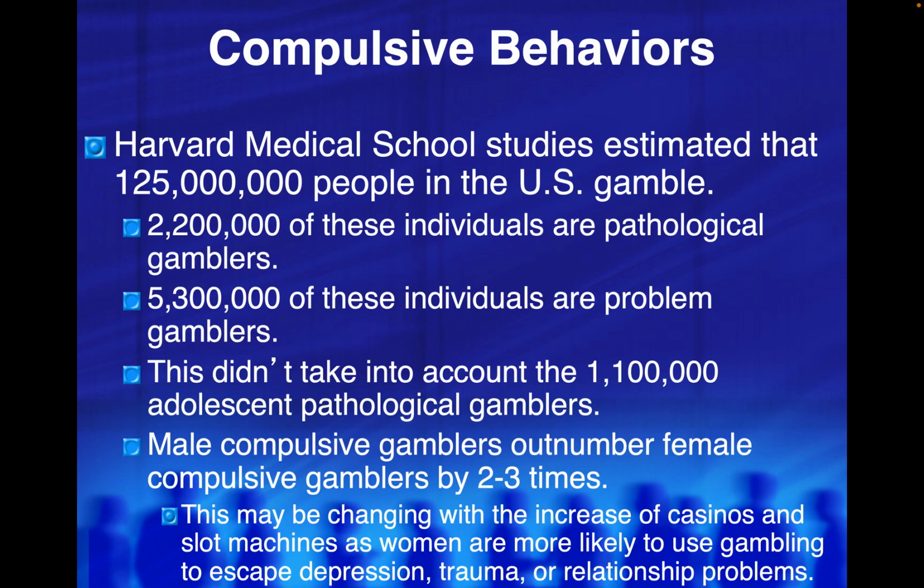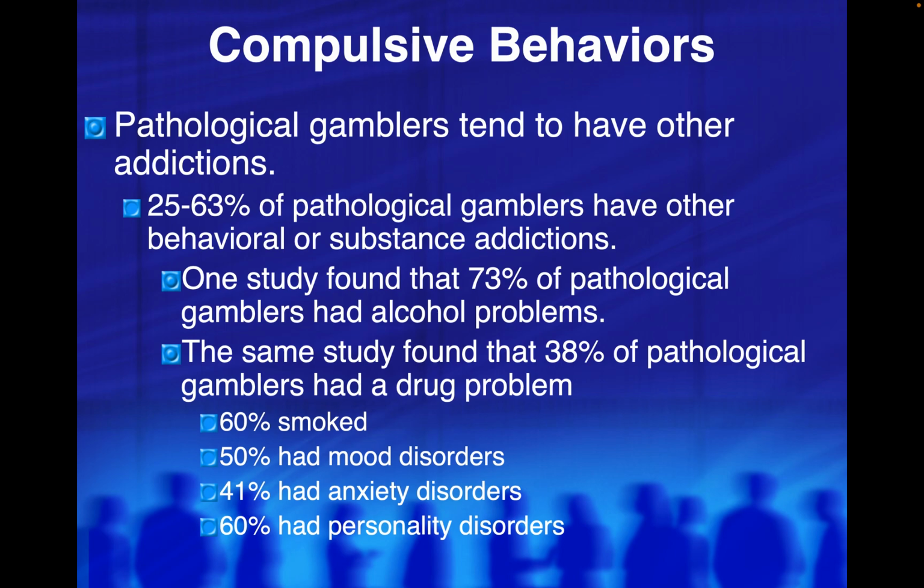This may be changing with the increase of casinos and slot machines, as women are more likely to use gambling to escape depression, trauma, or relationship problems. Pathological gamblers tend to have other addictions. 25 to 63% of pathological gamblers have other behavioral or substance addictions. One study found that 73% of pathological gamblers had alcohol problems. The same study found that 38% had a drug problem.